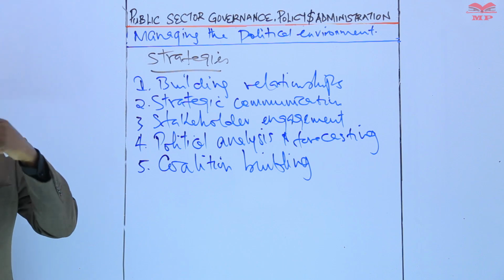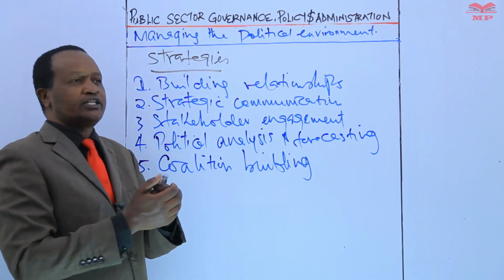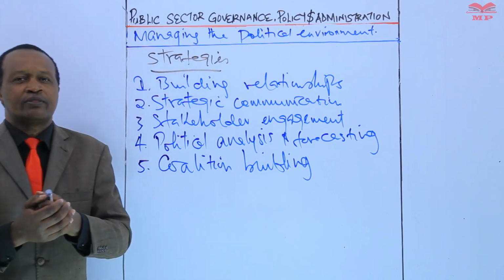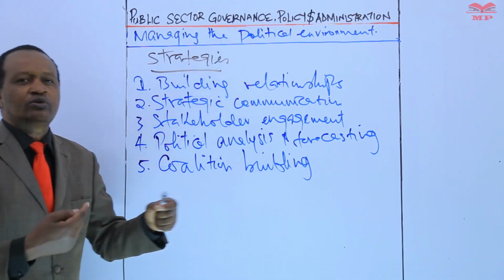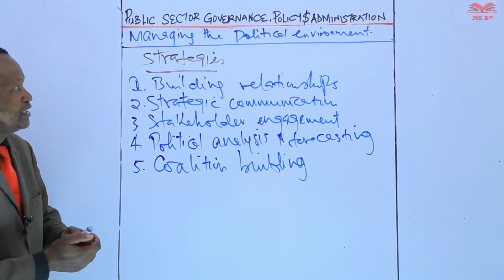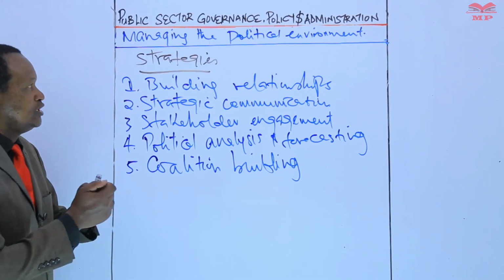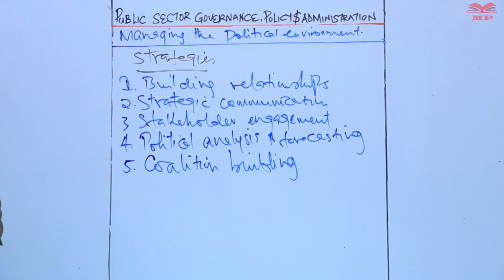And that requires identifying potential partners. That requires building trust. It may also require negotiating mutually beneficial agreements. Coalition building can help to manage the political environment by public administrators.